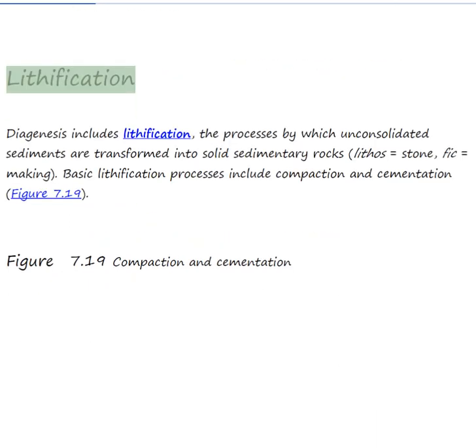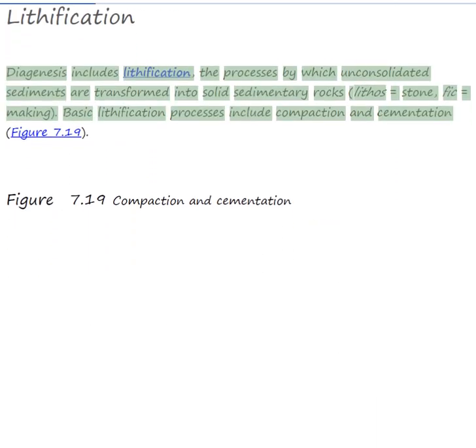Lithification. Diagenesis includes lithification, the processes by which unconsolidated sediments are transformed into solid sedimentary rocks. Basic lithification processes include compaction and cementation.